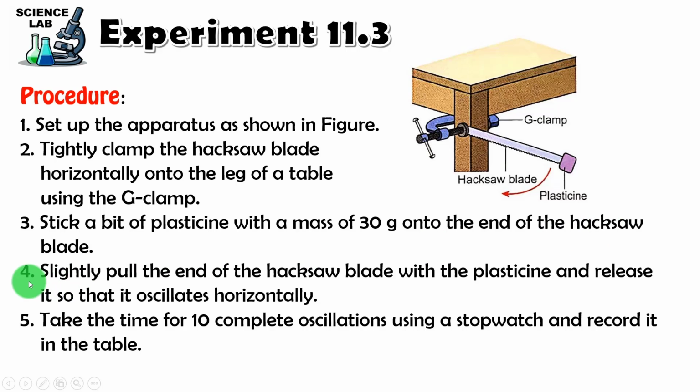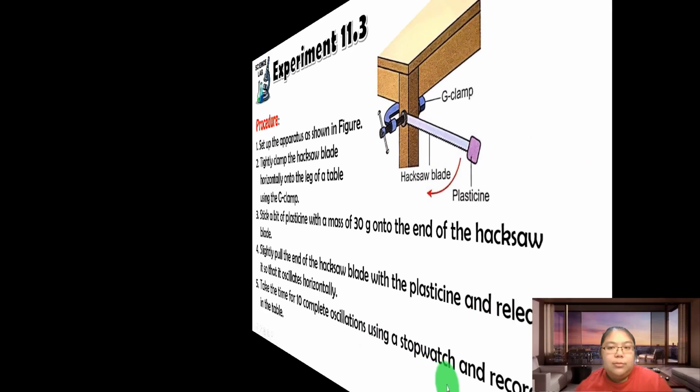Okay, number 4, you must say you oscillate. You slightly pull the end of the hexoblade with the plasticine and release it so that it oscillates horizontally. After that, you must mention how many times you oscillate. So you need to take the time taken for 10 complete oscillations. This one is the responding variable. You let it oscillate 10 complete oscillations, then you use the stopwatch to measure and record.